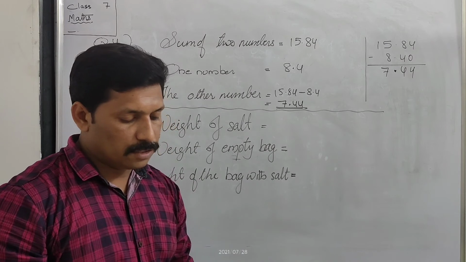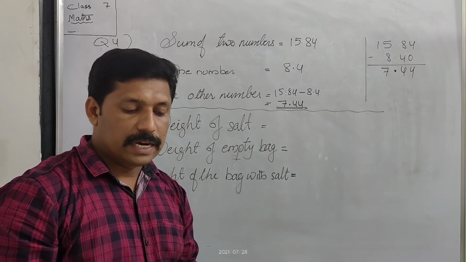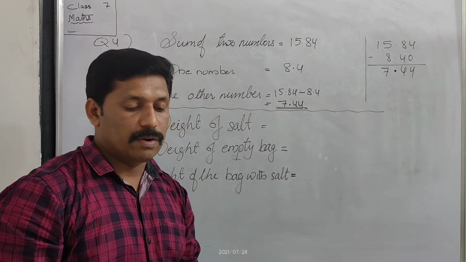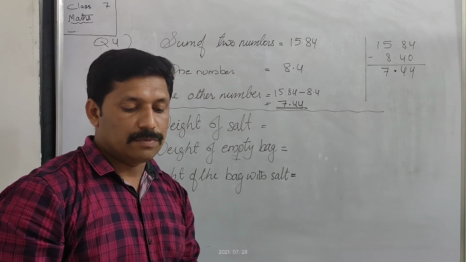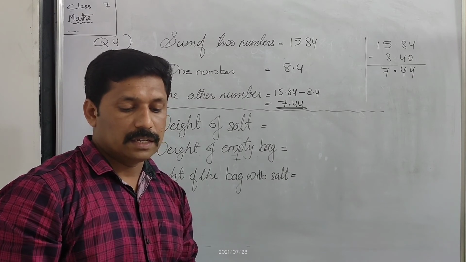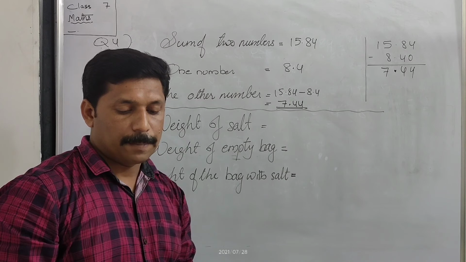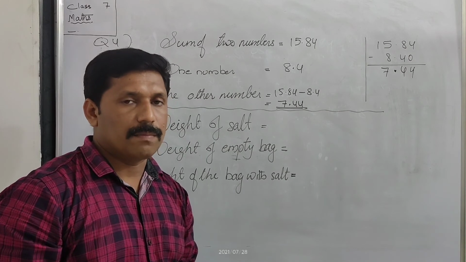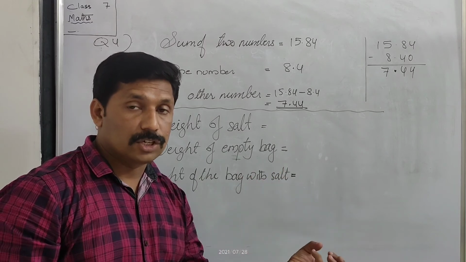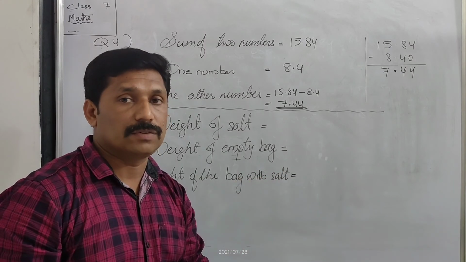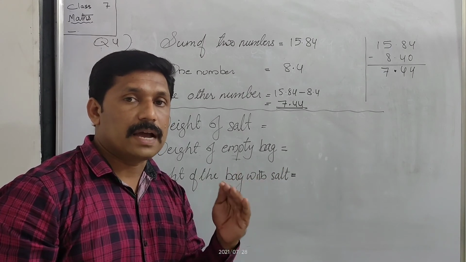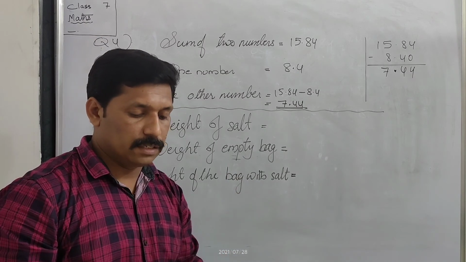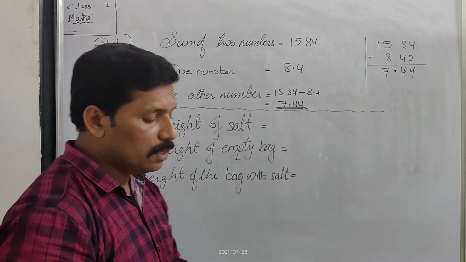Then question number 6. A bag contains 35.80 kilogram of salt, and the weight of an empty bag is 0.825 kilogram. What's the weight of the bag with salt? It means here the weight of the salt is given and the empty bag weight is given. Then with the bag and salt, how much is the weight? That means total weight. We have to add that.